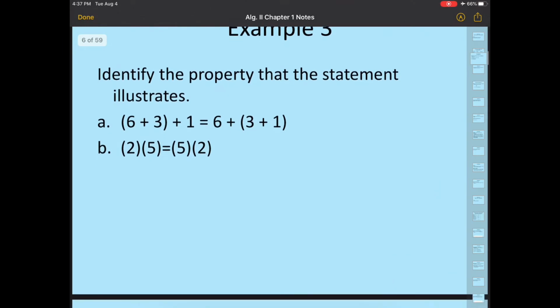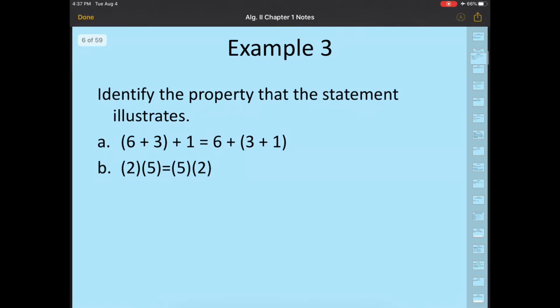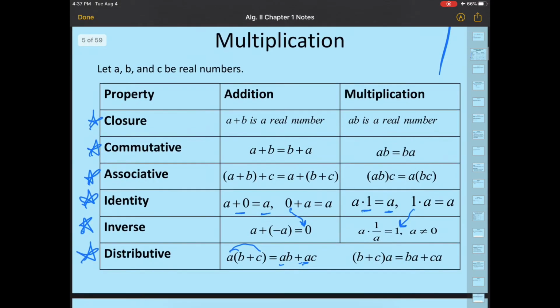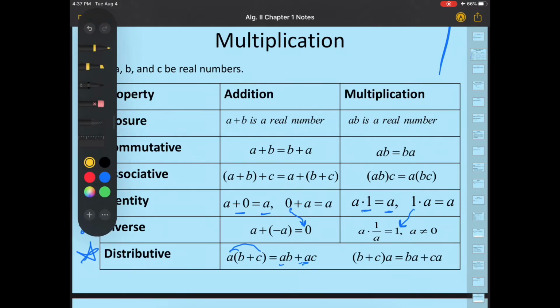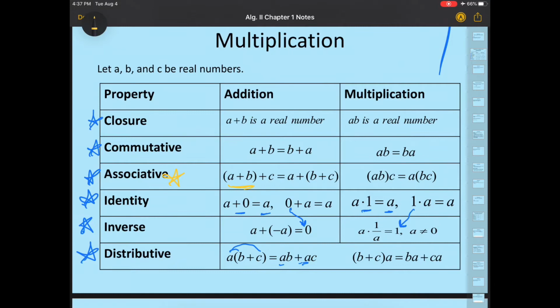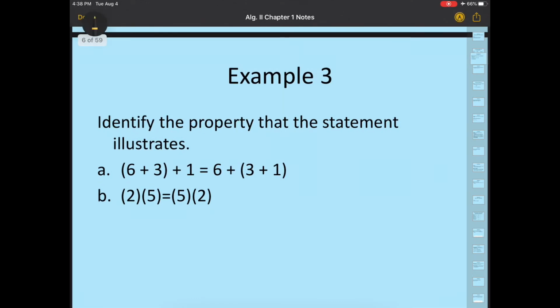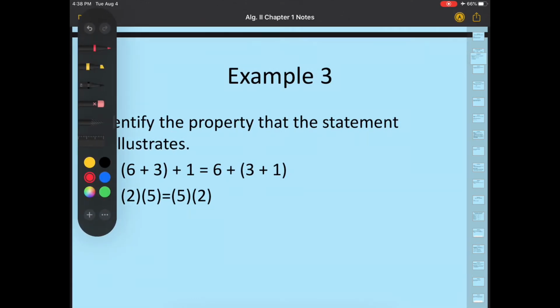So in example 3, it wants us to identify the properties that the statement illustrates. So in the first one, 6 plus 3 plus 1 is equal to, well, if I add 3 plus 1 first and then add 6. Well, if I go back up to my properties, that's the same thing as my associative property. Right? Because I had parentheses, I'm adding two numbers first and then adding another one, which is the same thing as adding the other two and then adding the one before. So this one right here is our associative property.